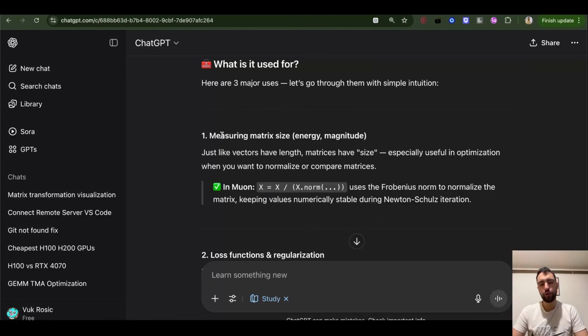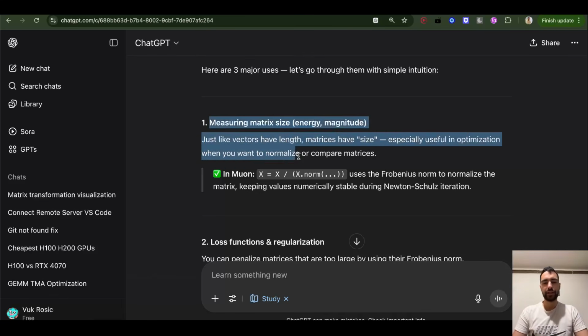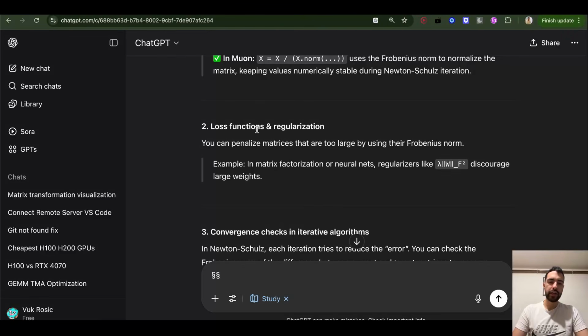So there are a few uses for this in machine learning. First, we can measure the size of the matrix, even though I'm not sure what that means geometrically. But if we are trying to keep the numbers in check, not let them grow too big, or we want to normalize the matrix between 0 and 1 or -1 and 1, then we can use this to check the size and magnitude of the matrix. We can also use it as a loss function or regularization, where we punish the weights if they become too large.